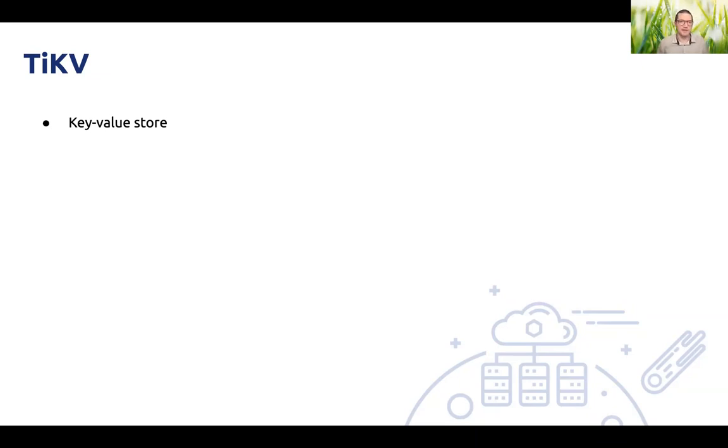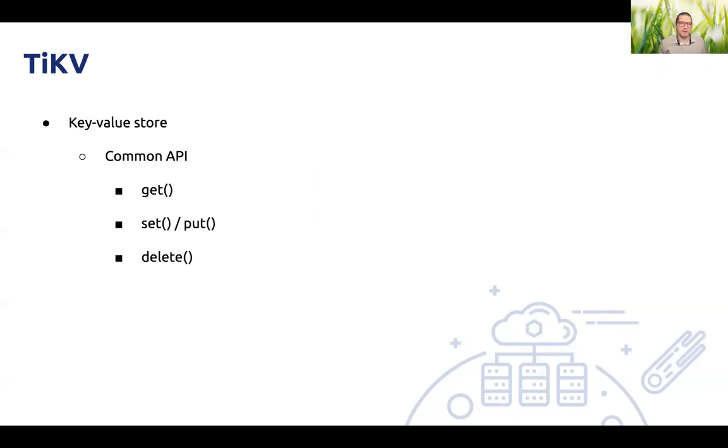TiKV is a key value store, which is to say that it's simply a mapping from keys, which are a bunch of bytes, to values, which are a bunch of bytes. So it's like a hash map, but persistent, rather than being an SQL type database. Because we're just storing keys and values, you can store billions of them on a single node, and of course many more when we're distributed.